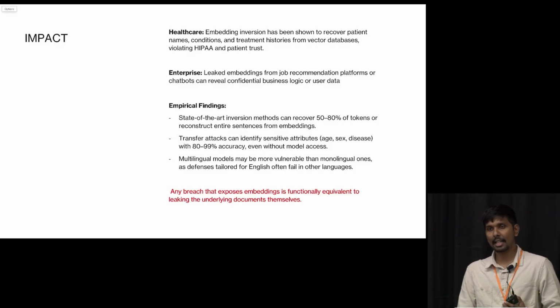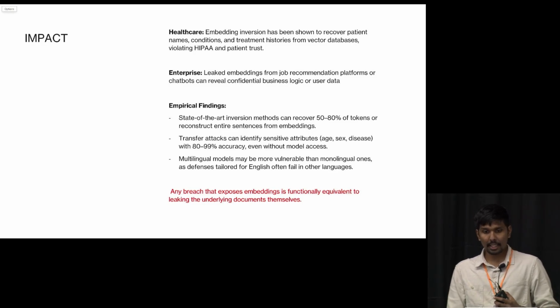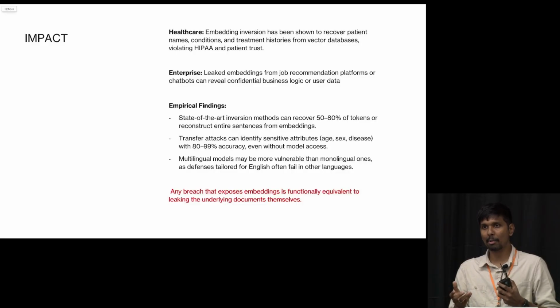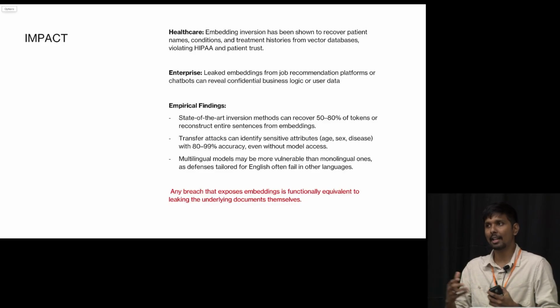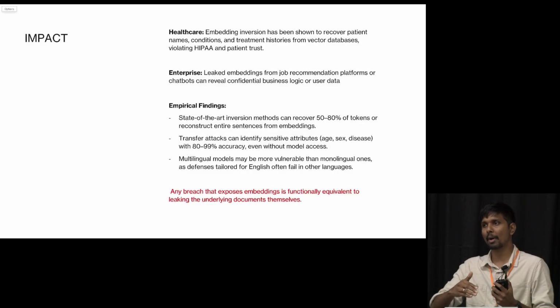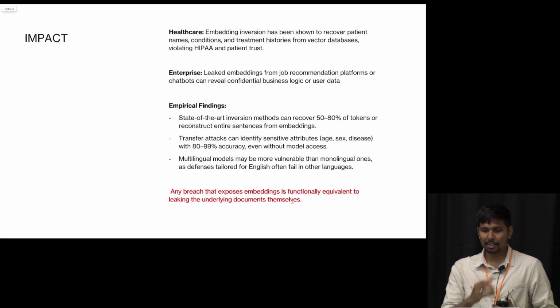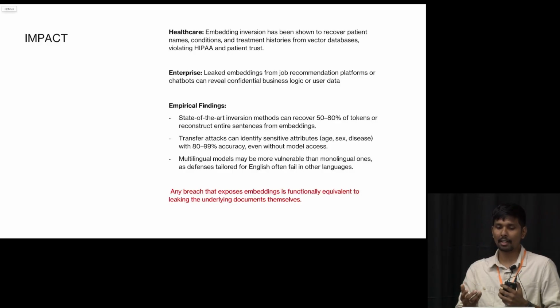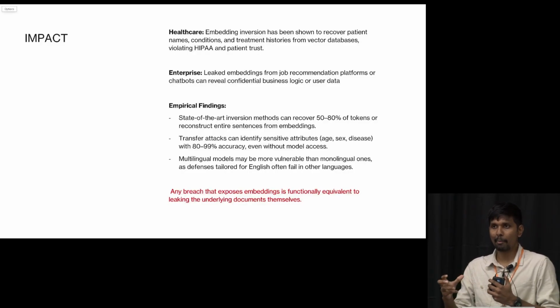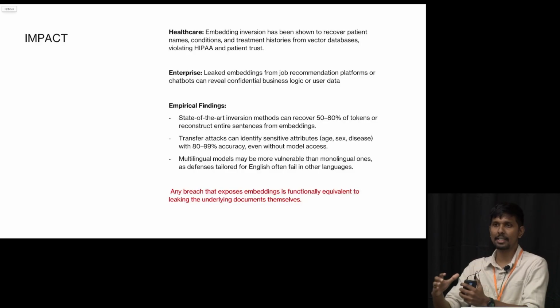There are examples where these transfer attacks can be used to exploit sensitive attributes with 80 to 99% accuracy. Another study says that multilingual models are more vulnerable because some of the defenses used for English when training the models often fail in other languages. So attackers exploit predominantly multilingual models, and that also creates vulnerabilities in English, as they can mimic the same meanings in English. So even if an attacker is able to identify small portions of embeddings, we are actually exposing large documents that correlate with and are similar to these embeddings, right?